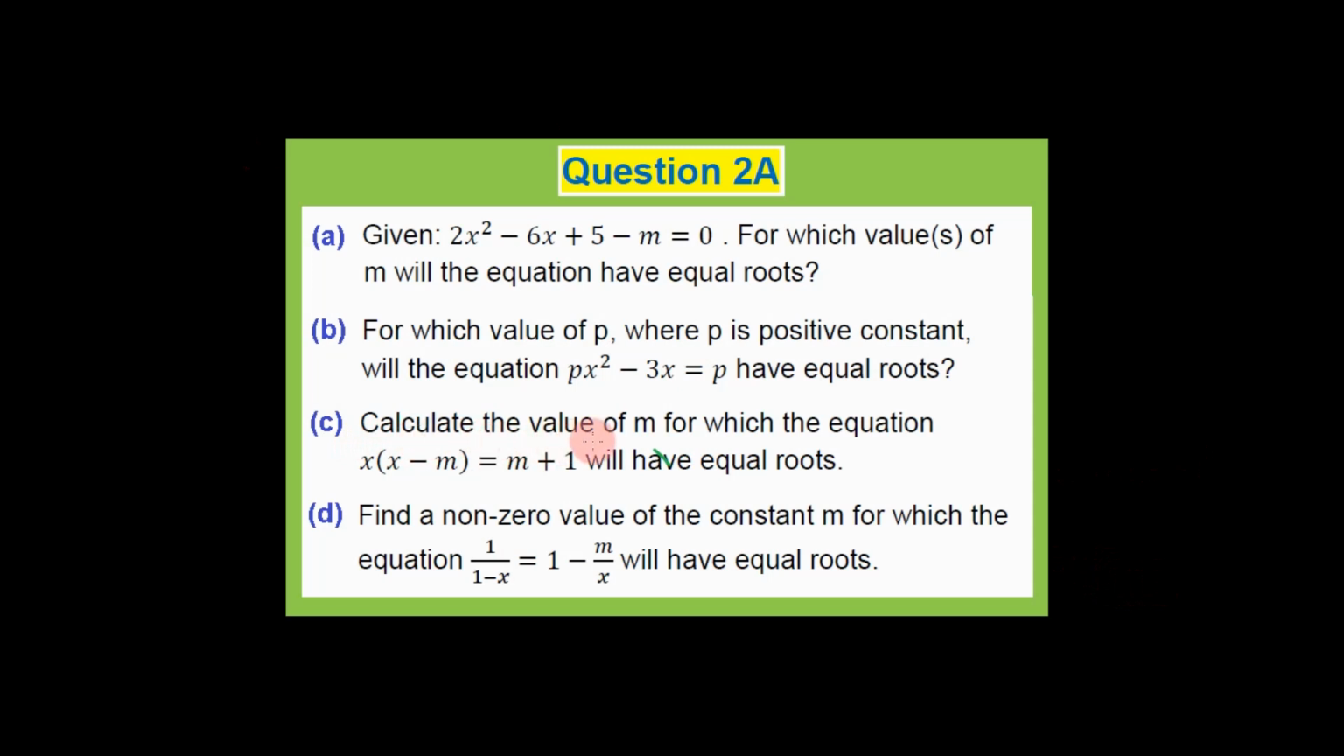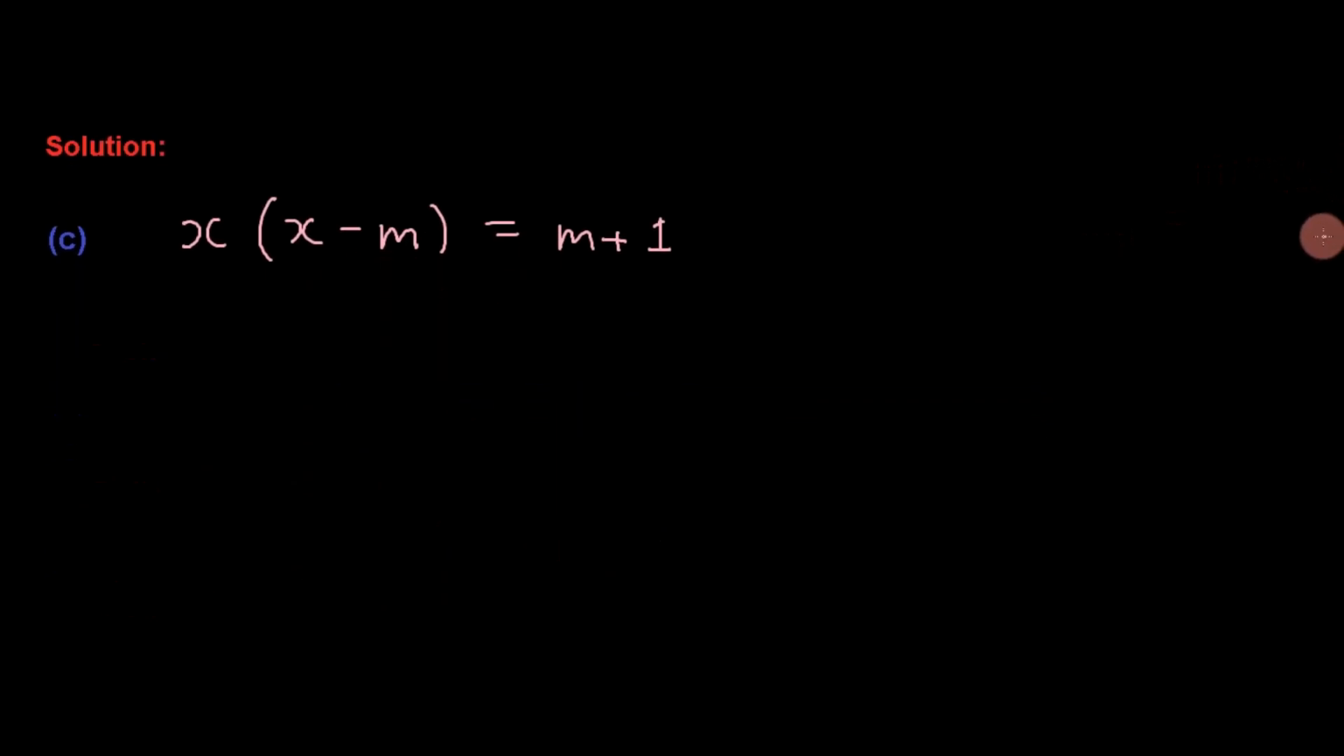Let's look at C. It says calculate the value of m for which the equation, and we are given this equation, will have equal roots. The equation is not in standard quadratic form, so we first have to write it as such. We're going to multiply into the brackets here. And we're also going to bring everything to the left-hand side.